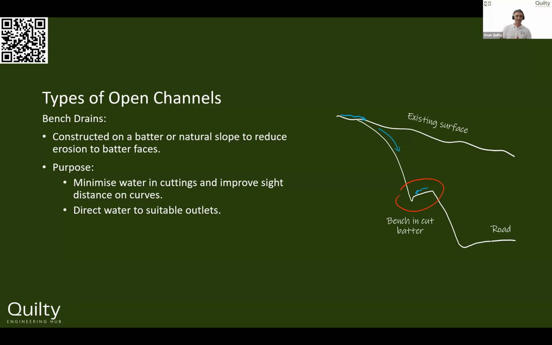So in that cut batter, instead of having one continuous cut batter, we can actually cut in a bench to form a bit of a drainage channel. And there are other uses for the benches from a maintenance perspective and a safety perspective, rockfall. There's a few good reasons why we would do that. But one of the things would also be to have these bench drains to control and convey that water as we need to.